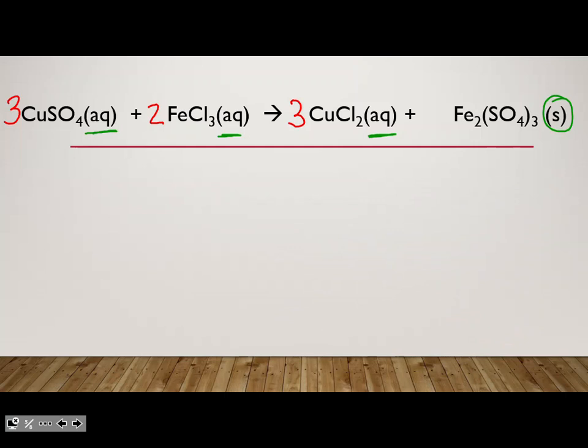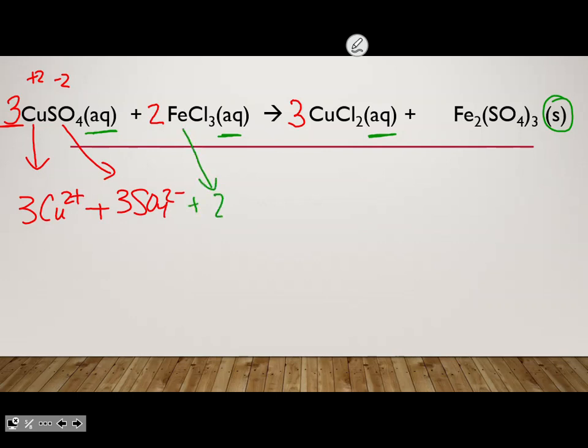So, I'm breaking apart this one. I know the charge on the copper happens to be what? +2 because the sulfate is a -2. So let's break this apart. However, we do have to deal with this. There are 3 of them, so we would put 3Cu2+ and 3SO4 2-.